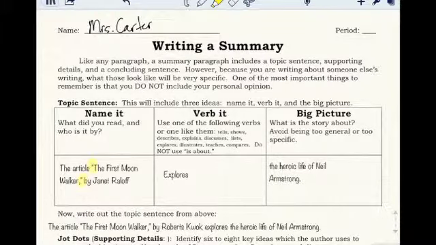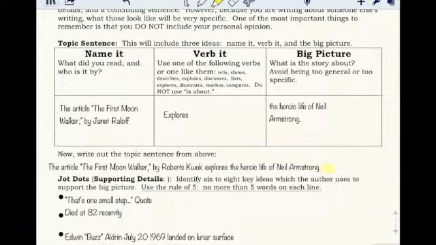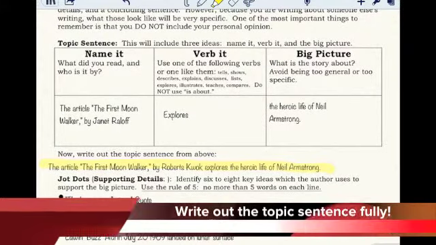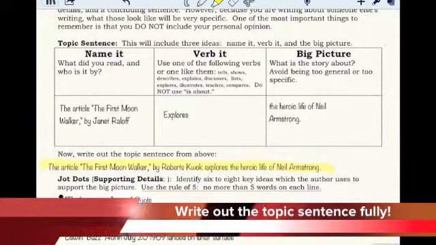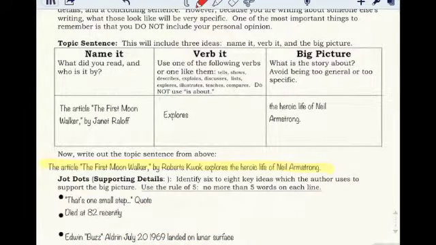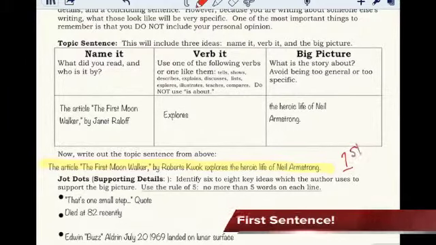Once I've completed this whole table, what I'm going to do is write it out right down below this part right here. I'm going to write it out as one whole complete sentence. It's important that you understand that this is going to be the first sentence of your paragraph. So just remember, this is the first sentence of your paragraph. And a lot of you kept on forgetting that.